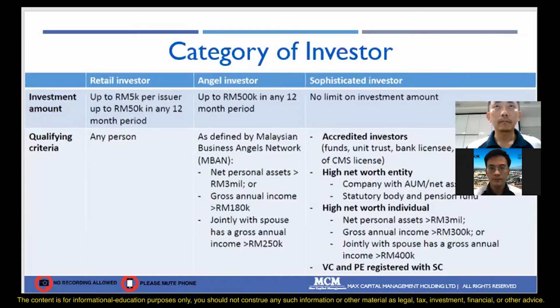If you are an angel investor, you can invest up to 500,000 in a 12-month period. And how do you become an angel investor? Basically, you have to have assets of 3 million, or an annual income of 180,000, or as husband and wife, 250,000. Why do they have angel investors like this? Because if you are a high income earner, or a business person, you know how business is, you know the risks, how to run a business, and what problems a common business will have, and you also have more surplus money to invest. So they separate this. And the sophisticated investor is a high net worth person. They don't have any limit and can invest any amount. They are also registered, and they can also be VC or PE.